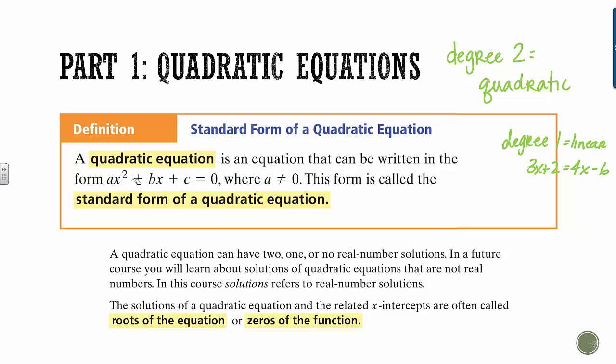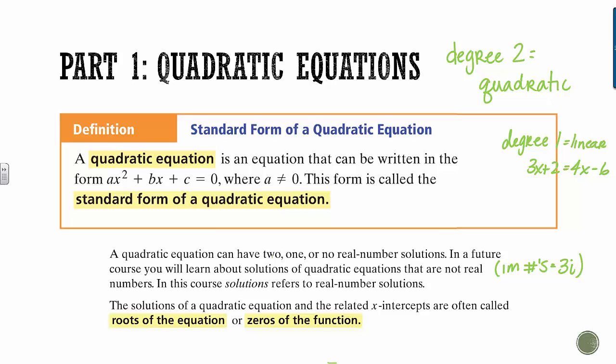A quadratic equation can have 2, 1, or no real number solutions. In a future course, you will learn about solutions of quadratic equations that are not real numbers. These are called imaginary numbers, and if you've ever seen anything with them, they have an i next to them, like 3i is an imaginary number. But that's Algebra 2, so all we're going to deal with are real number solutions, numbers that you guys know about.